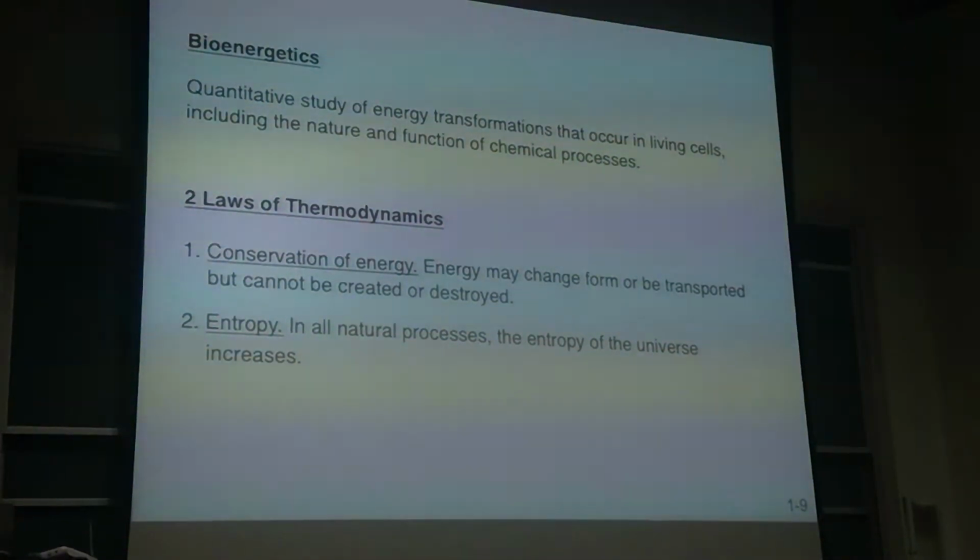And then entropy, which is basically, in all processes, entropy increases. So that's the randomness or disorder.